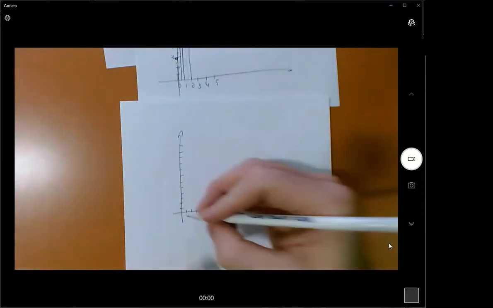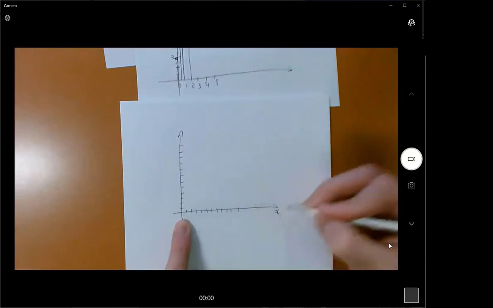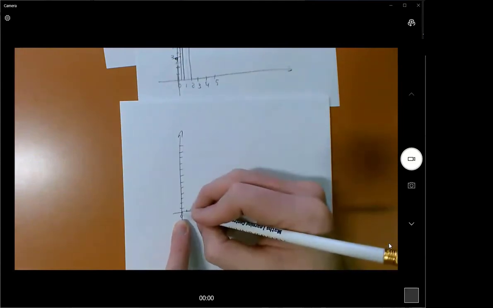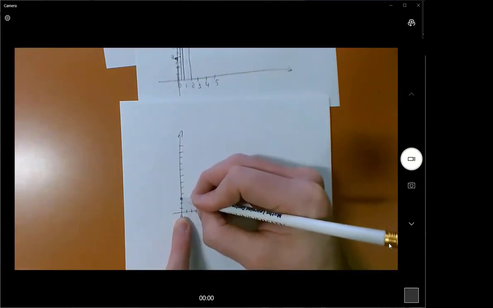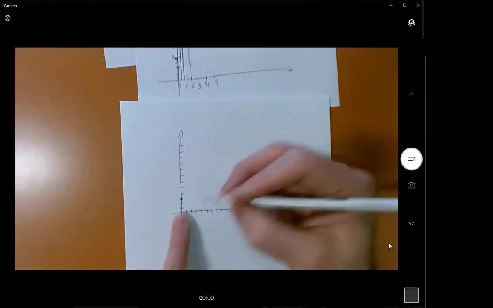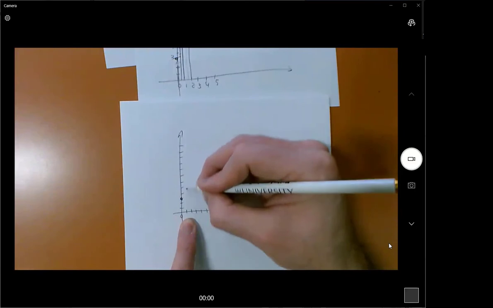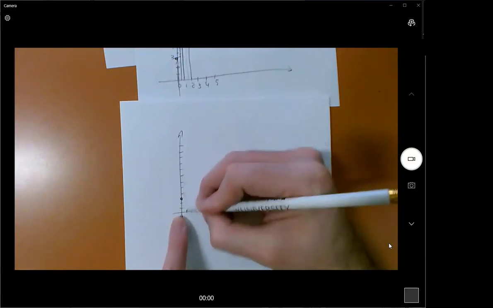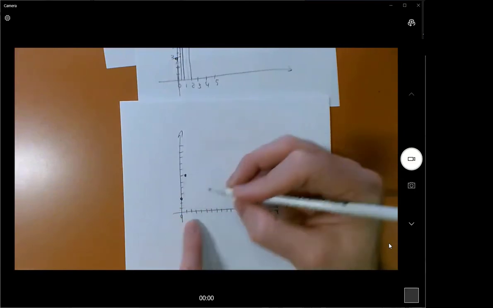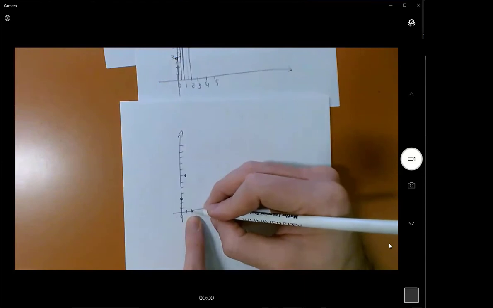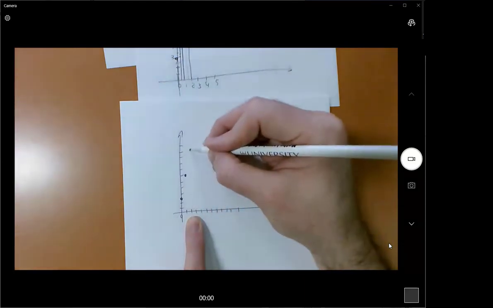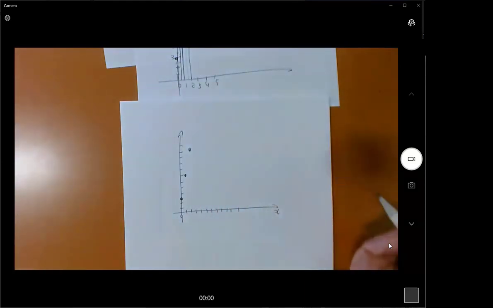So I know that when the input was 0, that's 0 there, then the output was 3, so I go up 3, and that's where I draw a dot. When the input was 1, the output was 7, and so I go up 7, and that's where I draw a dot. And when the input was 2, the output was 11, so I go up 11, and that's where I draw a dot. And that's how you make a graph 1 point at a time.